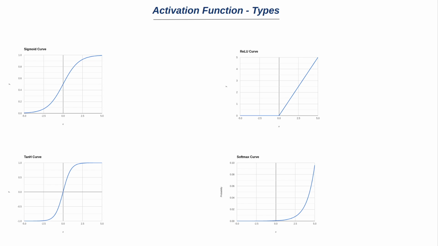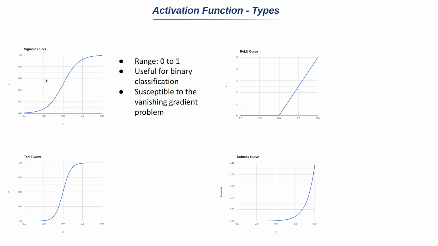Okay, so these are the four main, or let's say, widely used activation functions. Again, there are a few others as well, but these are the widely known ones. First we have a sigmoid curve, or sigmoid activation function, right? This is similar to how your logistic regression model would work. These are the properties of a sigmoid activation function.